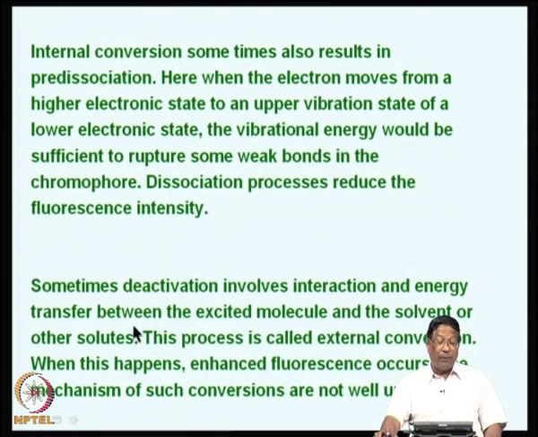Then we have discussed mechanisms, how the electron returns to the ground state by predissociation. When the electron moves from a higher electronic state to an upper vibrational state of a lower electronic state, vibrational energy sometimes would be sufficient to rupture some weak bonds in the chromophore. So, dissociation processes obviously reduce the fluorescence intensity. Therefore, high energy systems should not be used for fluorescence because they could rupture the bonds.